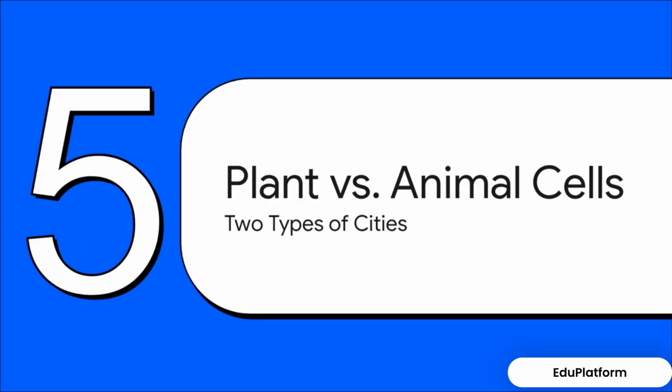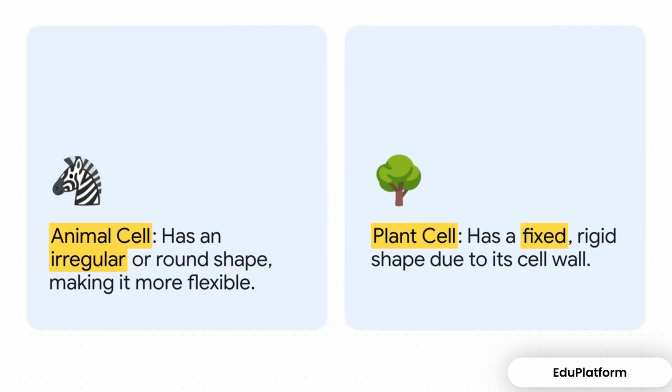Whoa. Okay, so we've had a pretty good tour of the essential machinery of a cell city. But you know what? Not all cities are built from the same blueprint. To wrap things up, let's compare the two major types of cities you'll find out there: plant cells and animal cells. Really, the biggest difference boils down to one thing: structure versus flexibility.